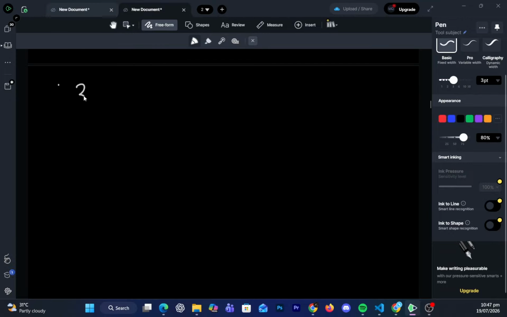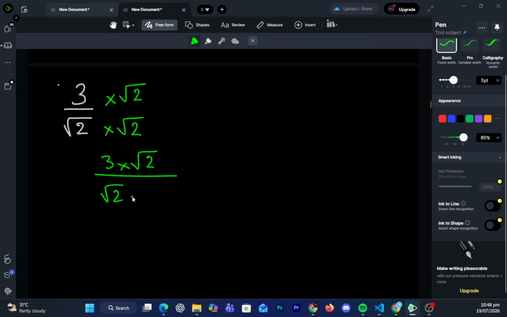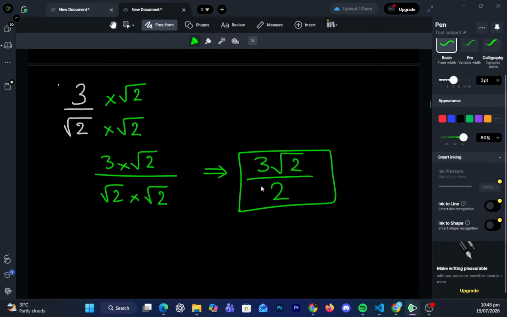Simplify 3 over under root 2. Again, the denominator contains a surd. To remove it, multiply both the numerator and the denominator by under root 2. Now the numerator becomes 3 under root 2 and the denominator becomes 2. Therefore, the simplified answer is 3 into under root 2 over 2.